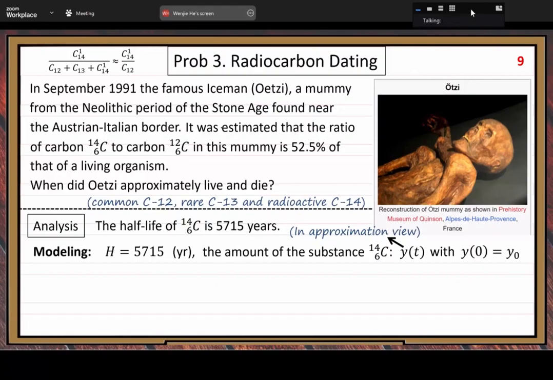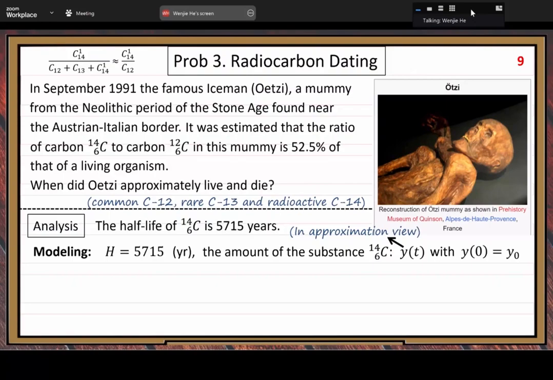Approximate. Why did we get rid of C14 in the denominator? Because of C12. Think about C12 being dominant, say 90-something percent, 98, 99%. C14 is a very small amount, but still much larger than C13.